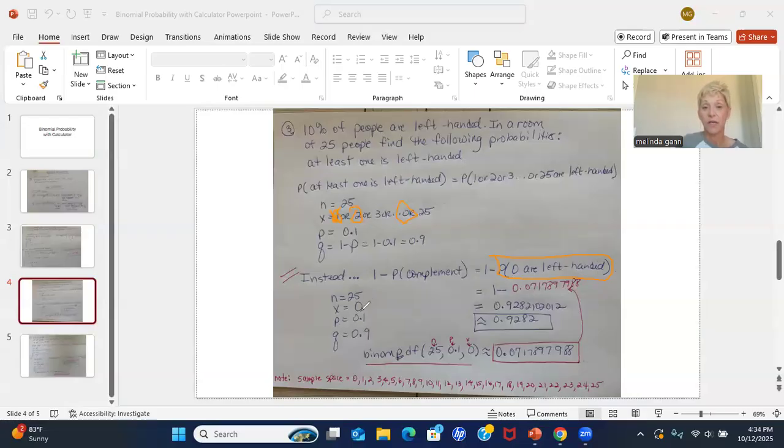Now, do I use the P key or the C key? There's one number next to X, so I use binomial PDF. I type in my N, comma, my P, comma, and my X, and I close my parentheses, and this comes up on my machine. But this isn't my final answer. This is just the answer to the boxed problem. I've still got to do 1 minus that answer. So when I do 1 minus that answer, I get this one, and then I rounded it to 4 decimal places, 0.9282.